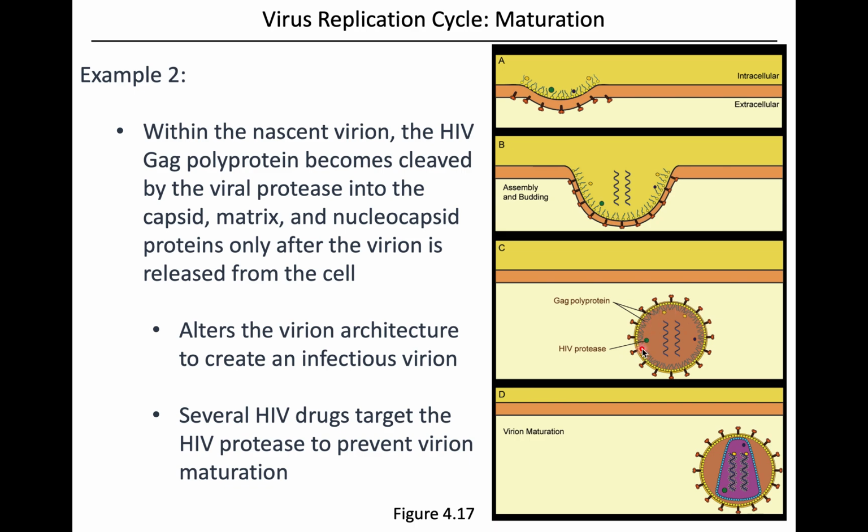And even though it has left the cell, it is still immature. So you have what's called this GAG polyprotein that has to be cleaved by a viral protease. So HIV actually produces its own protease. It's one of the proteins that it packages up in the virion, in the virus particle here. So that HIV protease will cleave the GAG polyprotein into capsid, matrix, and nucleocapsid proteins after the particle has already been released.